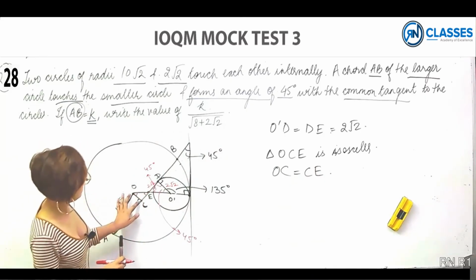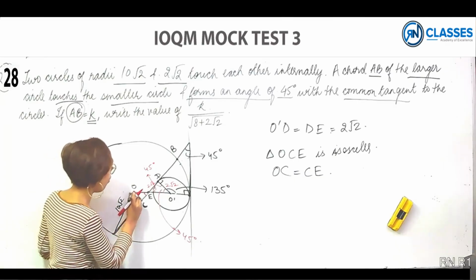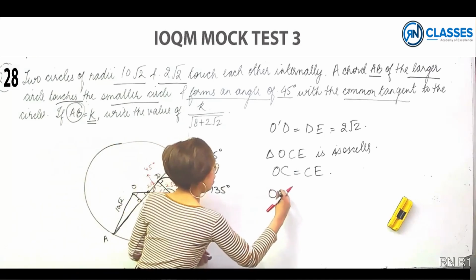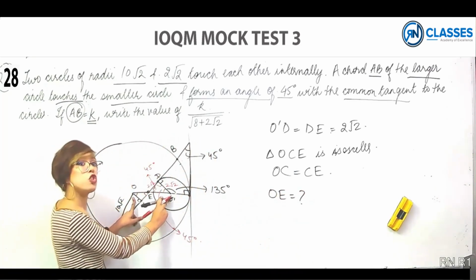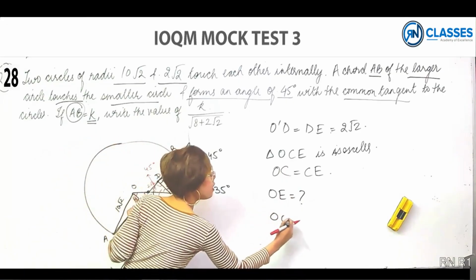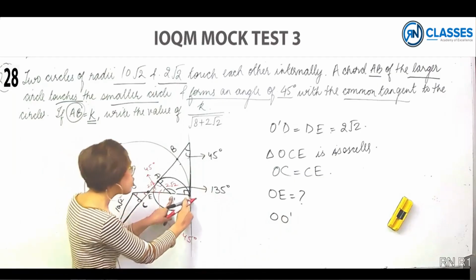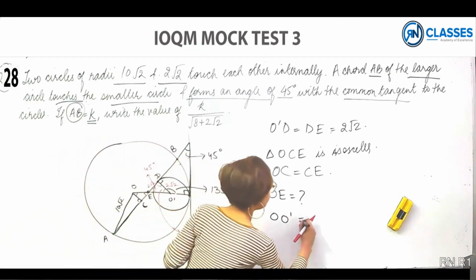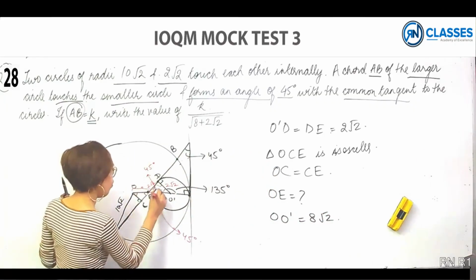I am interested in OC. That means OC is equal to CE. Somehow I need to find OE. I need to find OE. Achha, which length do I know? I know the length OO dash. What is the length OO dash? Distance between the centers. This entire thing is 10 root 2. This is 2 root 2. That means this is 10 root 2 minus 2 root 2. That is 8 root 2. Right? This entire length, I know.